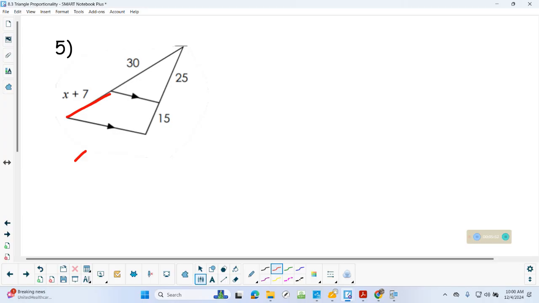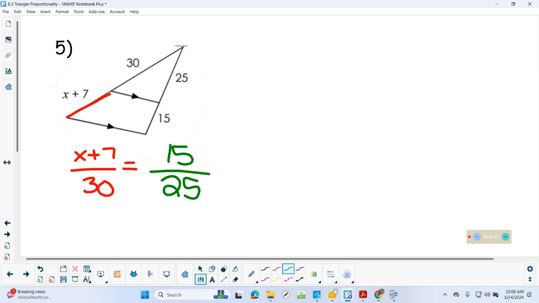I'm going to start with x plus 7, of course, over side 30. So since I set it up that way, what has to be the second fraction? So is it 25 over 15 or 15 over 25? 15, we got to start with the same corresponding piece.